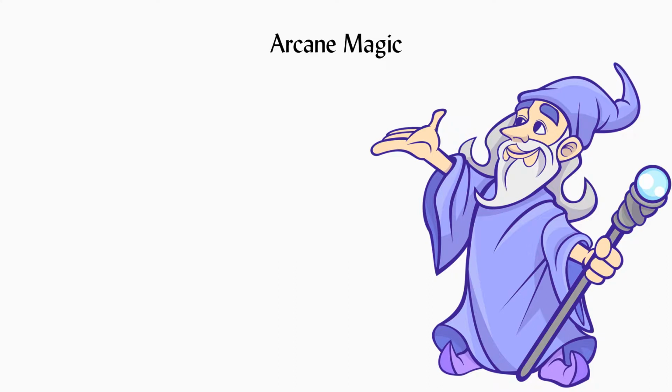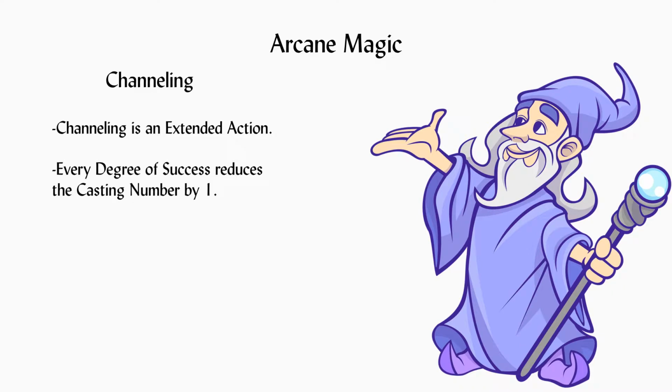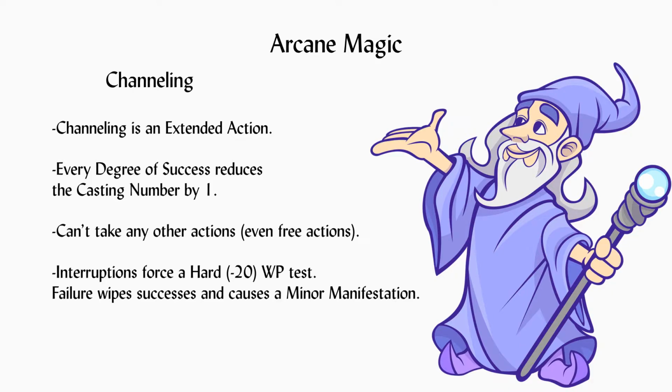In order to cast more complicated spells, you must first channel and shape the energy required. Channeling is an extended action. Each degree of success on a half-action channeling test reduces the casting number of the next spell cast by 1. You can continue taking channeling actions as long as you don't take any other actions, even free actions, in between. If you get distracted or interrupted, you have to make a hard willpower test or lose all accumulated successes and suffer a minor manifestation. If you fail a channeling test and get doubles on the roll, you suffer a backlash of energy that interrupts you.